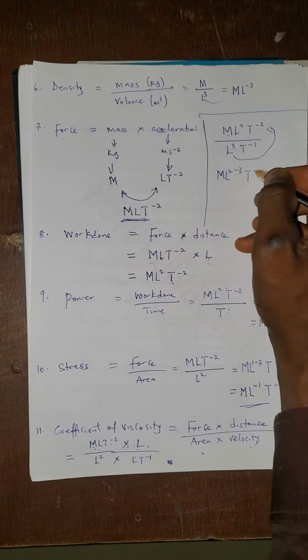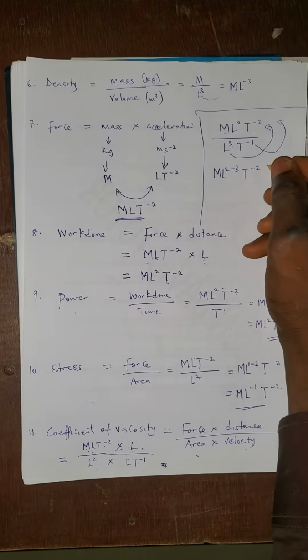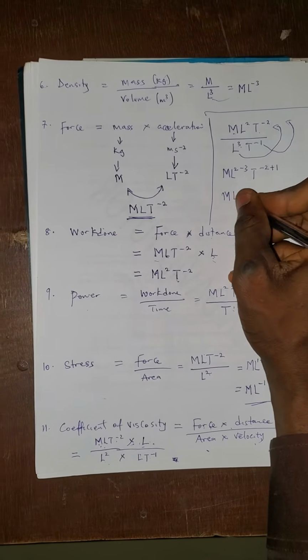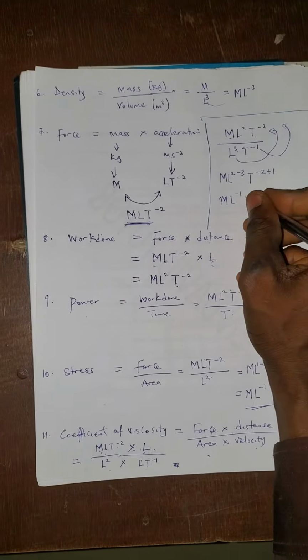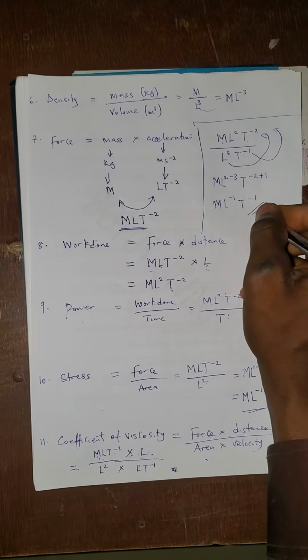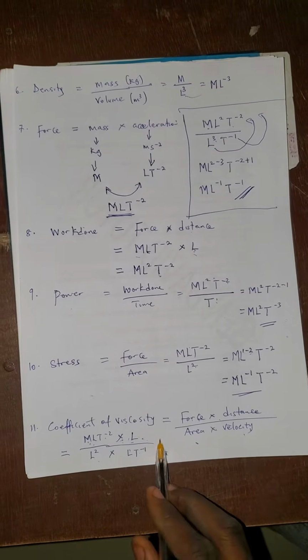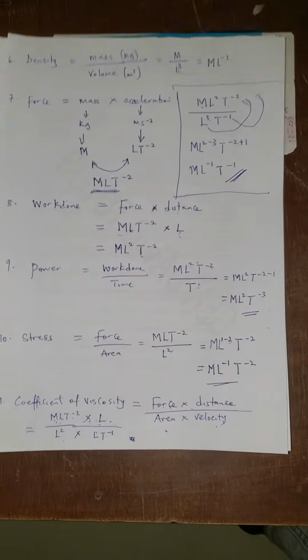Then we have t raised to the power minus 2 here. If this t goes up, because it is negative 1, it will be plus 1. So finally we have L raised to the power minus 1, because 2 minus 3 will be minus 1. Then t raised to the power minus 1. This is the dimension for the coefficient of viscosity that we have here. So that is the final dimension of each quantity.